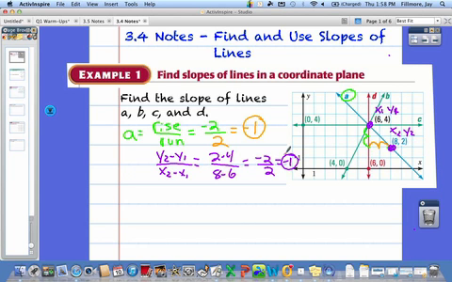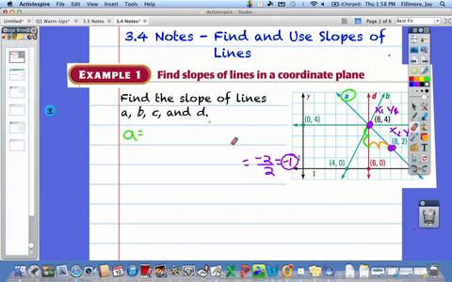Whether you count your rise over your run, or you use your slope formula to find your rise over your run, either way, it's -1. And let's calculate the slope of our other 3 lines. So again, we're finding the rise over the run for all of them. We know that A is -1.